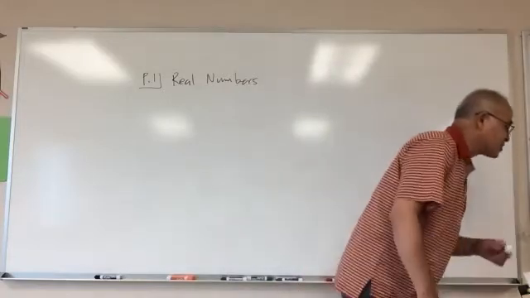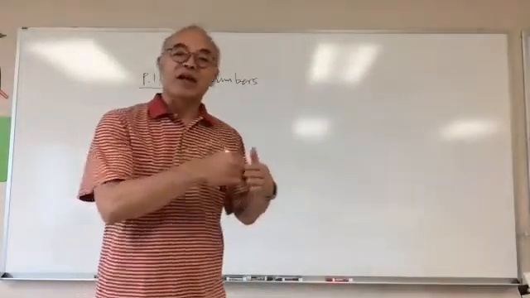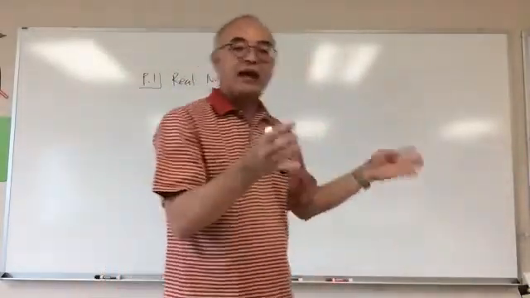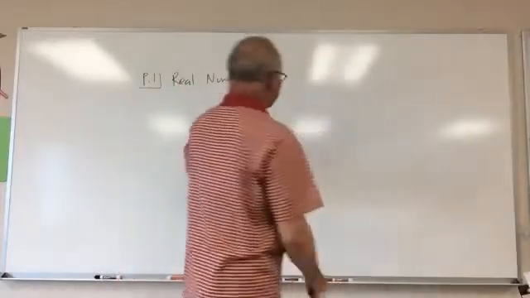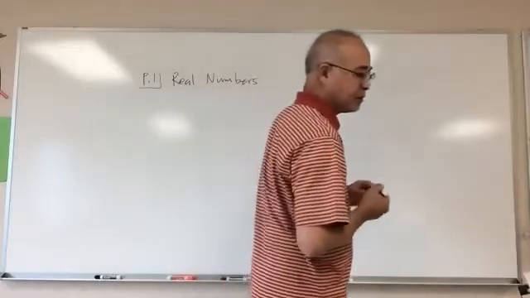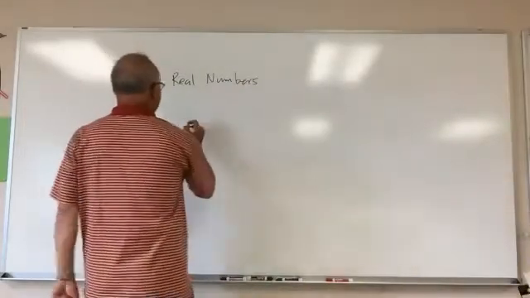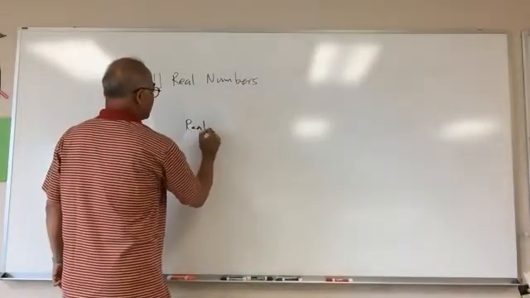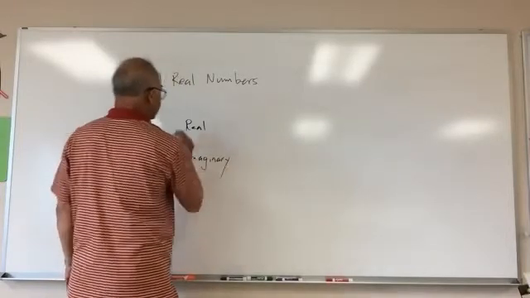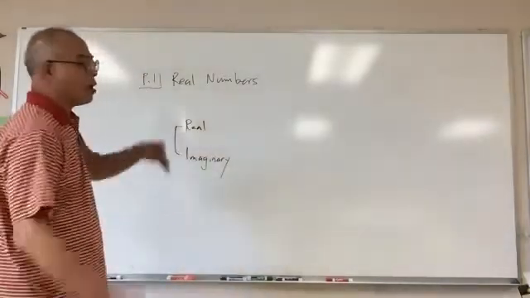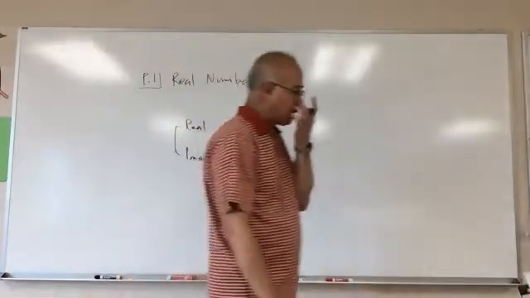In other words, a real number is a number that is not a blank number. What goes in that blank? What is the opposite of real number? Sam? Imaginary numbers, correct. So, real numbers and imaginary numbers. All numbers can be either a real number or an imaginary number.